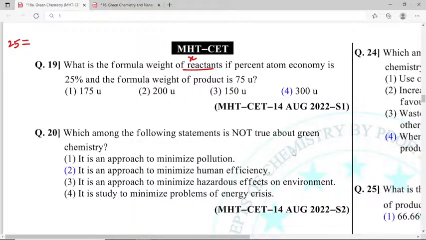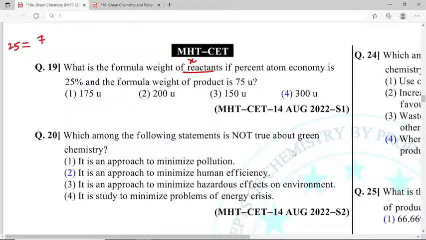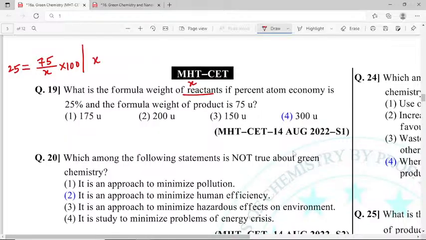So, this is 75 divided by X value multiply by 100. So, solve for X value. So, X is equal to 75 divided by 25 multiply by 100. So, this is the 25 for 10. So 75, that's a 300 value here.